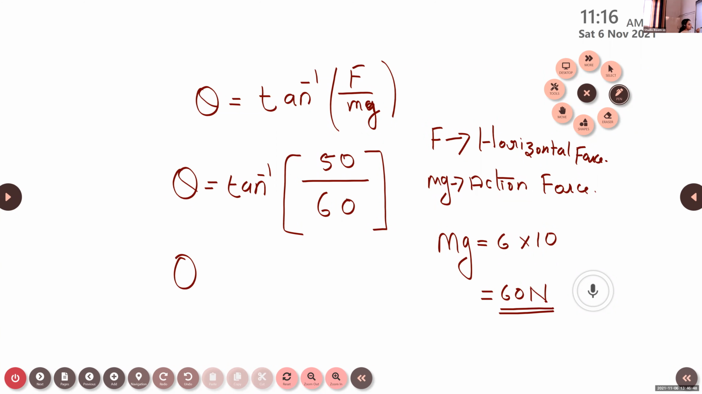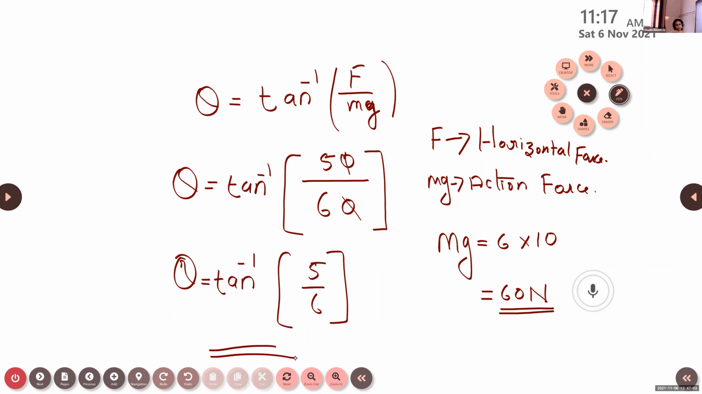Or again, we can solve this. Theta is equal to tan inverse. Here these two zeros cancel, 5 by 6. Theta is equal to tan inverse 5 by 6. This is the answer. Theta is equal to tan inverse 5 by 6.